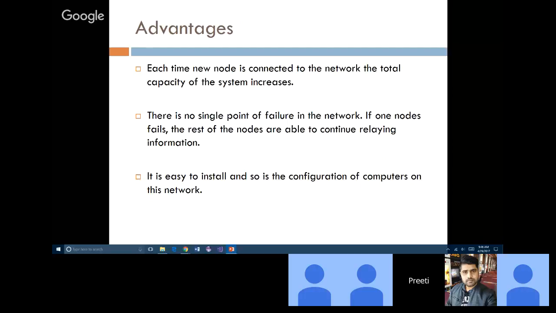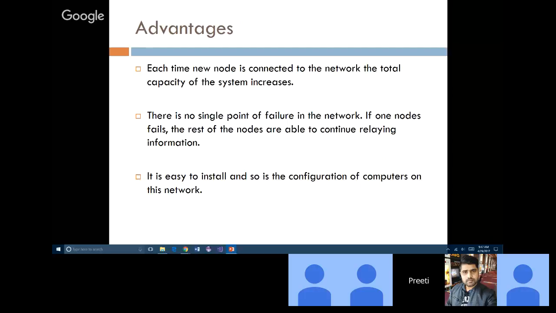This type of system is pretty easy to install, and you don't require a lot of configuration knowledge. It's pretty easy. For example, let's take Skype. When we talk about Skype, it is one of the very good examples of a peer-to-peer network. It's very easy to install, right?